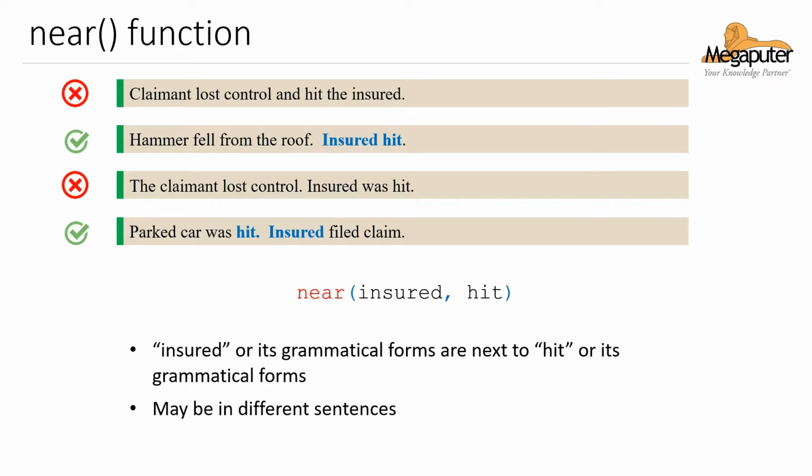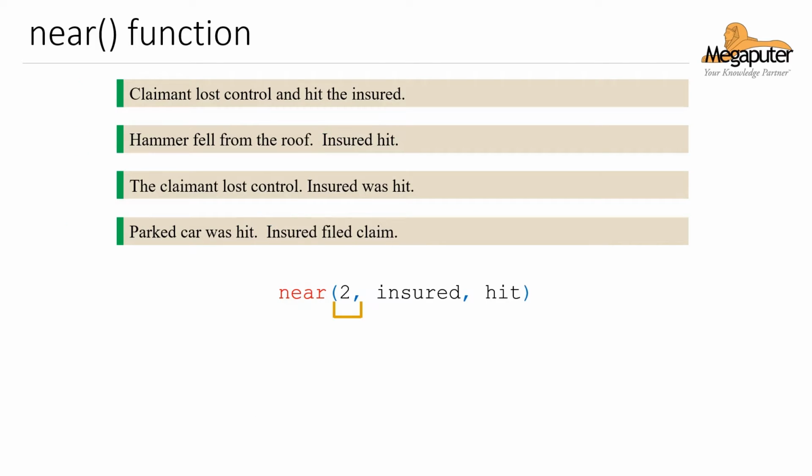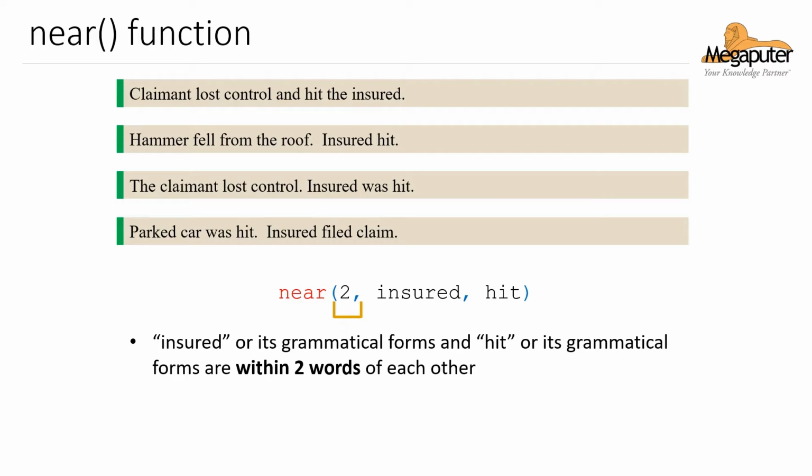One way we can do this is to introduce a distance parameter in the near function so that it allows one word between the function arguments, insured and hit. Here, the first term in the near function is the distance parameter. It indicates that this expression will match records where the word insured or its grammatical forms and the word hit or its grammatical forms are within 2 words of each other. Also, they may be in different sentences.